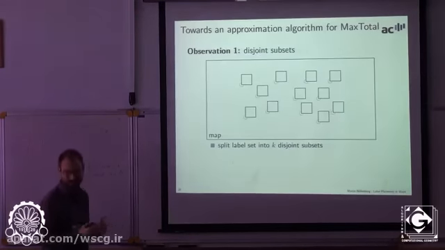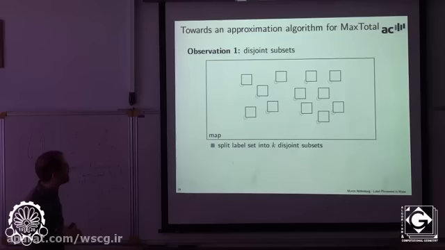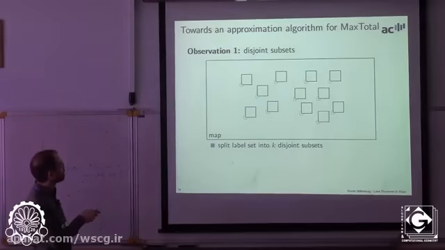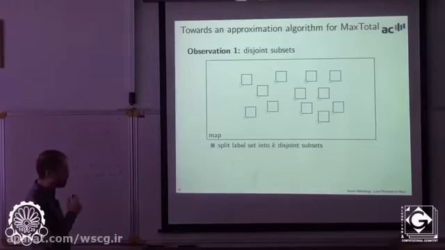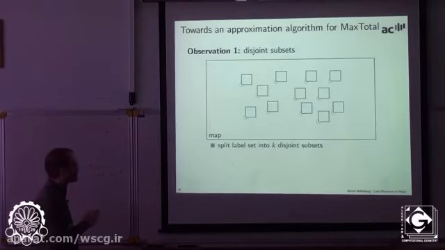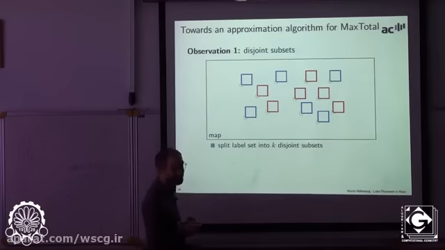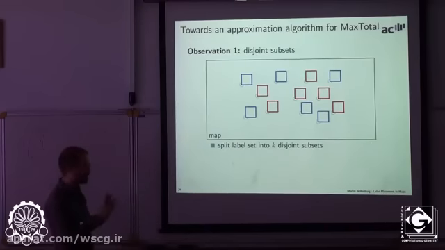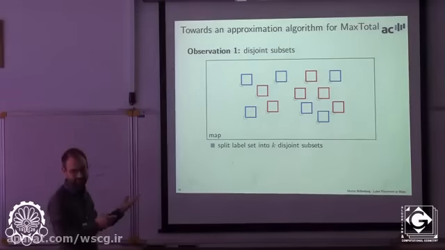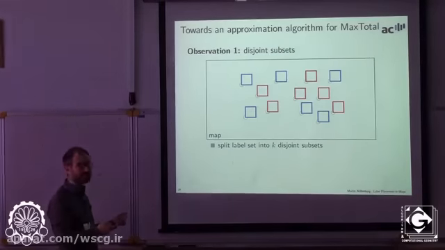So we want to do this slightly more efficiently, using some ideas for getting approximations. Observation 1 is that if you have disjoint subsets, for example, we split our label set into the red labels and the blue labels, and magically from some oracle we could get the optimum solution for blue and the optimum solution for red, then one of them is a 1/2 approximation for the global thing, by the pigeonhole principle.